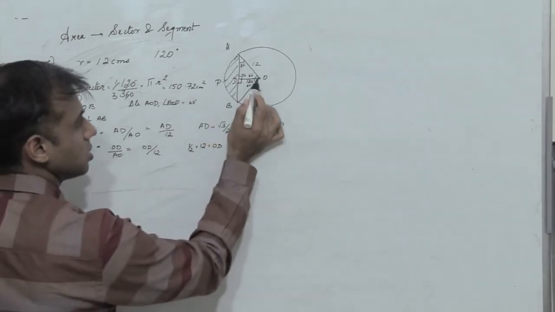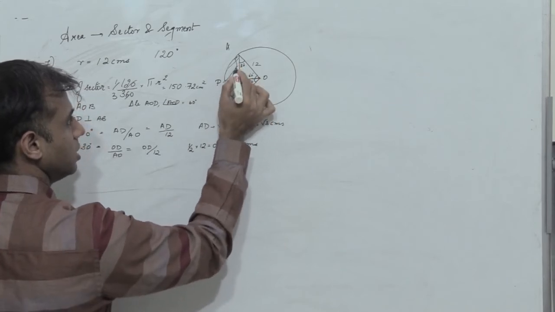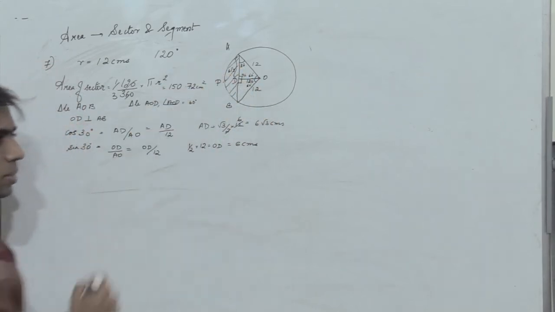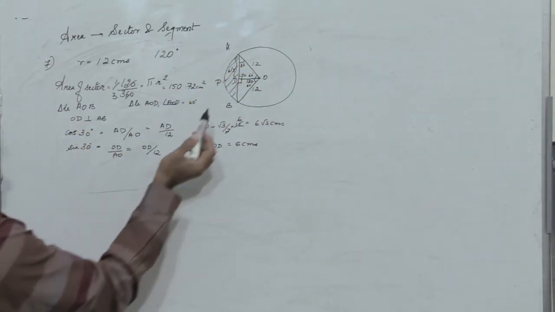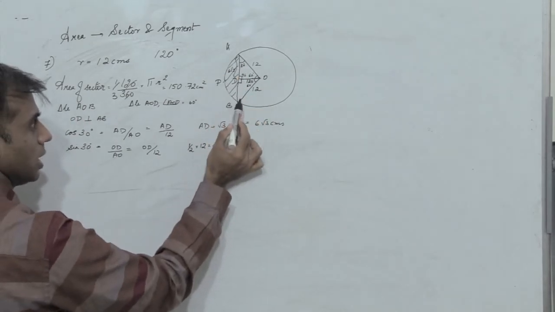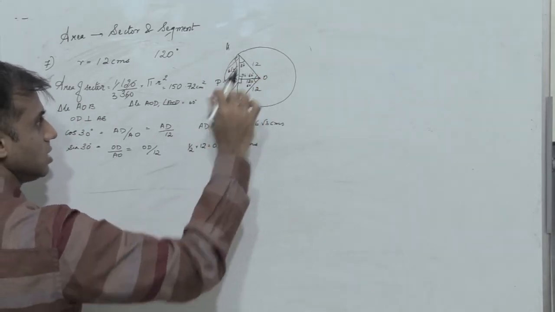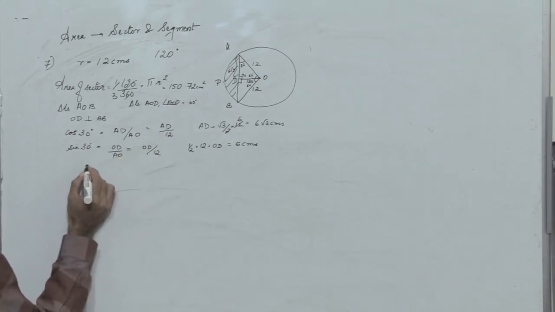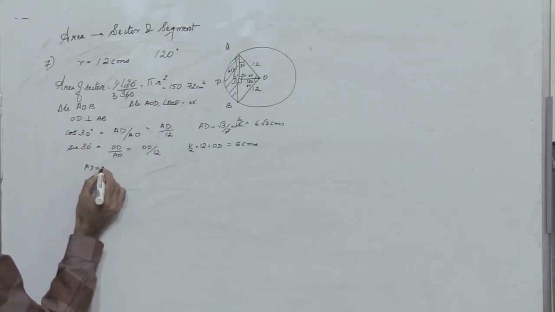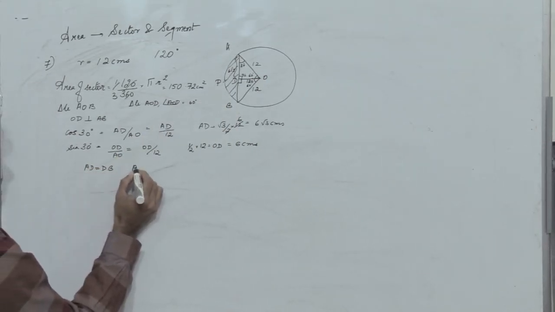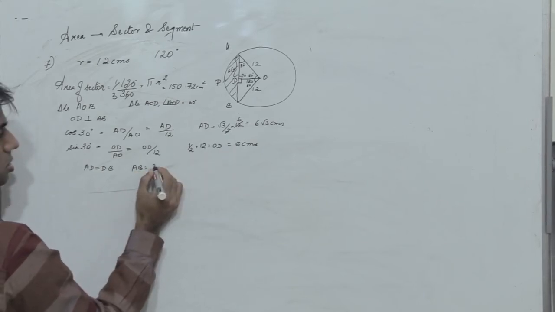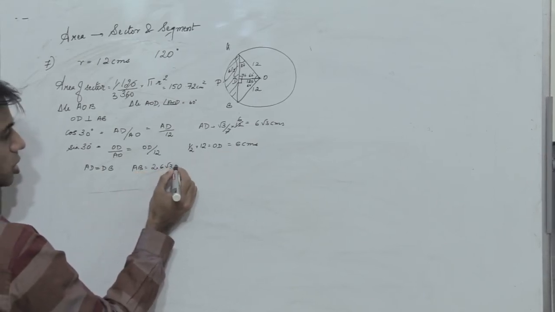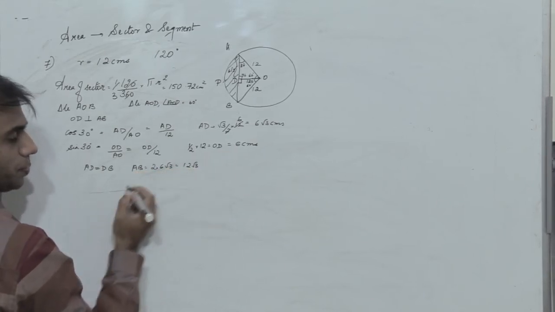So here the distance OD is 6 centimeters. This is 6 root 3. And we have chosen the line OD which bisects the line AB. So AD is equal to DB. So the entire length AB is 2 into 6 root 3, which is 12 root 3.